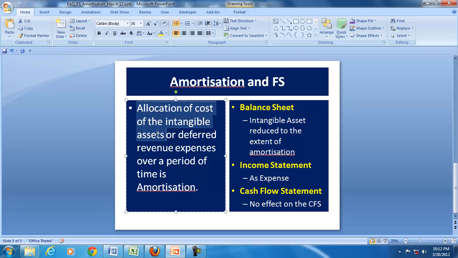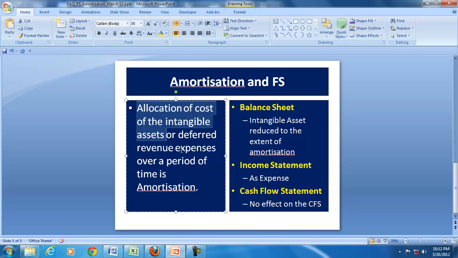Amortization is the allocation of the cost of intangible assets or deferred revenue expenses over a period of time. Allocation of the cost of intangible assets or deferred revenue expenses over a period of time is as per the matching principle of accounting.